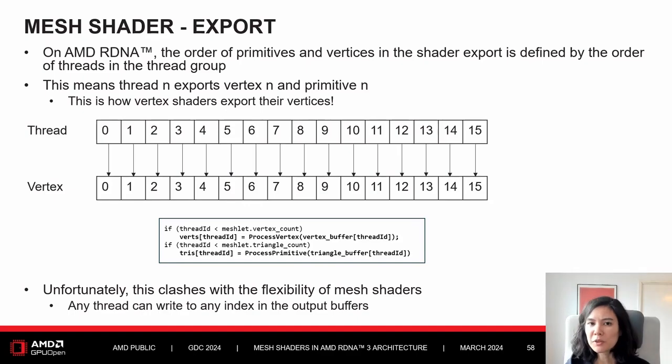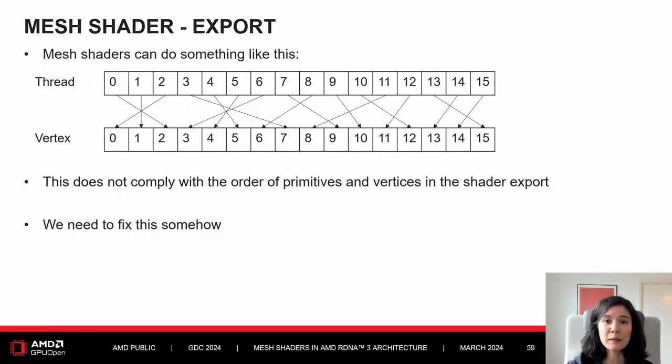Of course, no one forces you to write mesh shader code like this, because mesh shaders actually allow any thread to write to any index in the output buffer. So you can have a mesh shader that does export like this on the slide. Unfortunately, this export strategy doesn't comply with the order of primitives and vertices in the shader export.